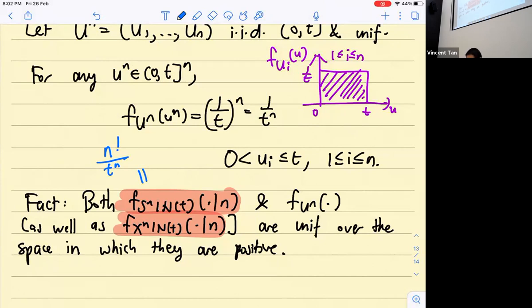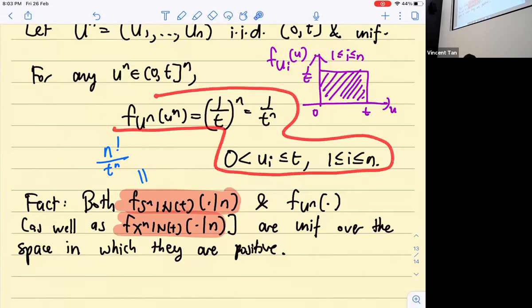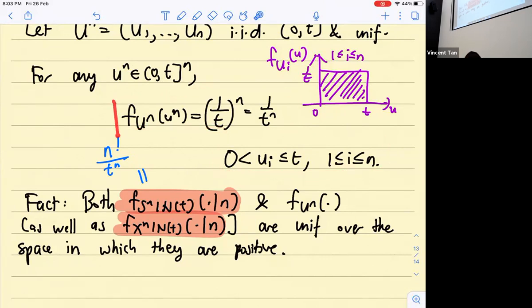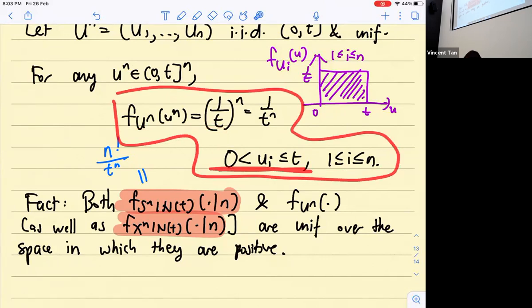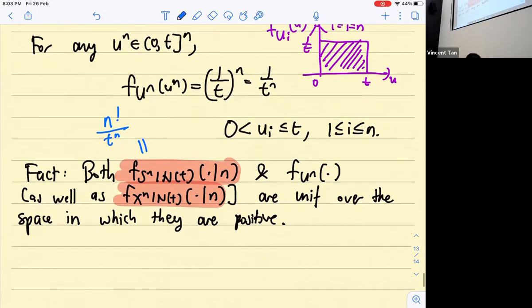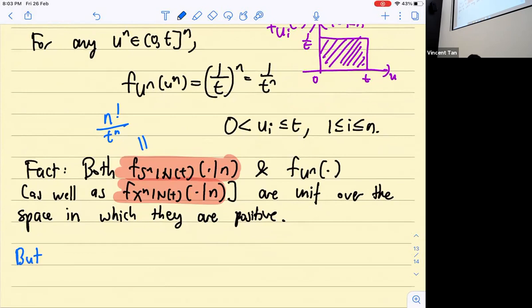So this fact here only applies to what we have not colored in red, which is this thing here. But it's also obvious that this is uniform. This is also uniform, right? On the region that it is positive. Look at this, it is only positive in this particular region. Okay, but f of u_n equals 1 over t^n for u_i in [0, t], for each i.